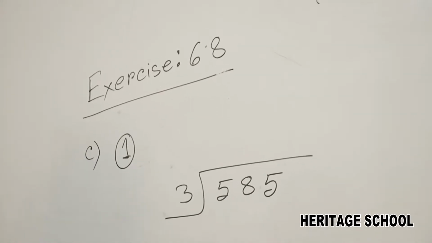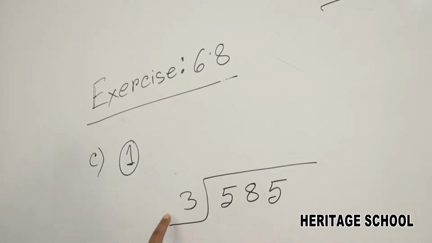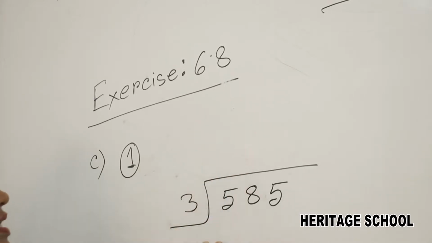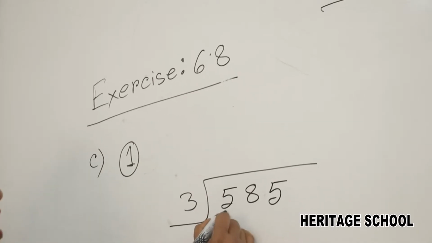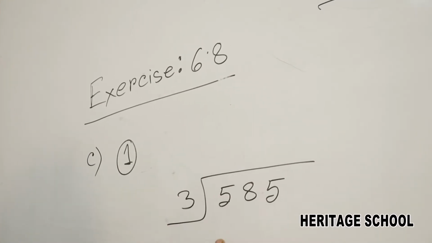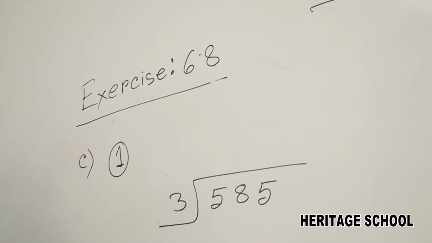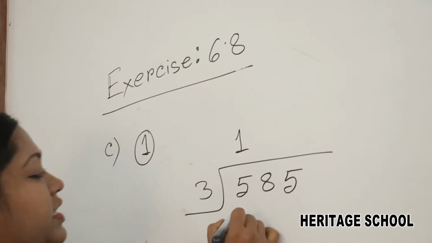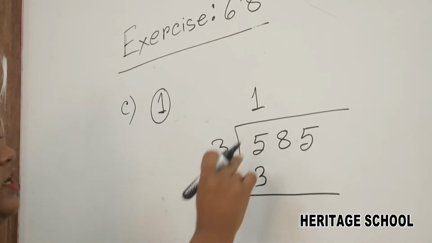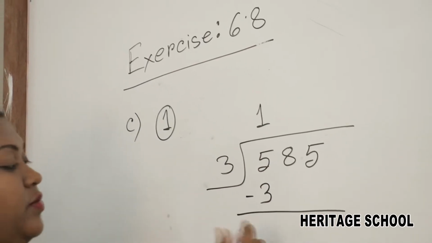585 will be divided by 3. In hundreds column, I have to start the hundreds column first. 5. 3 will divide into 5 first. How many times will it go? Yes, 1 time. So 3 ones are 3. Now I have to do the subtraction. 5 minus 3. Left how many?